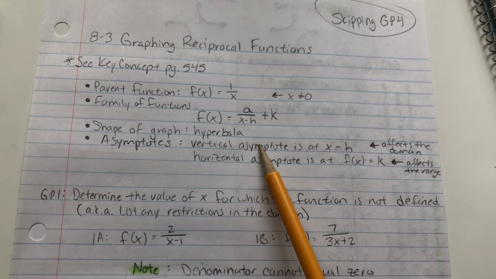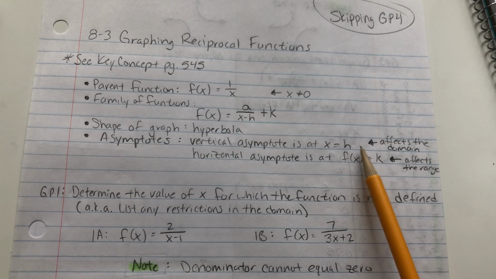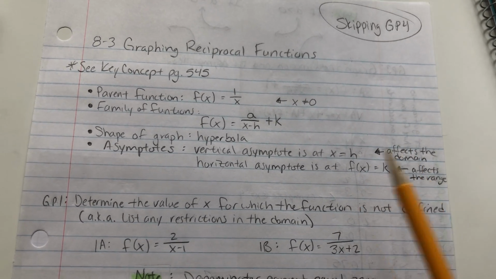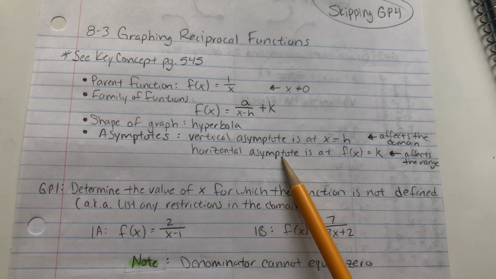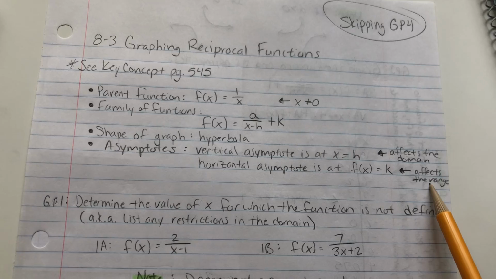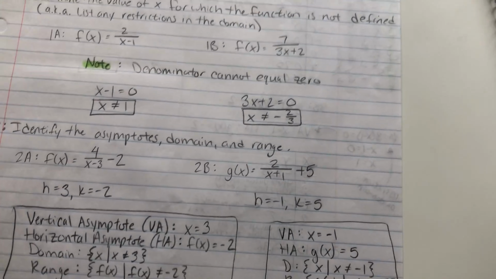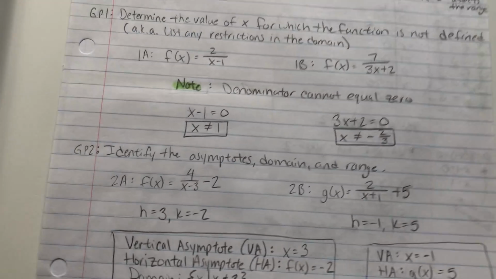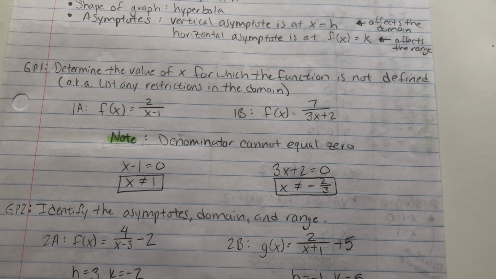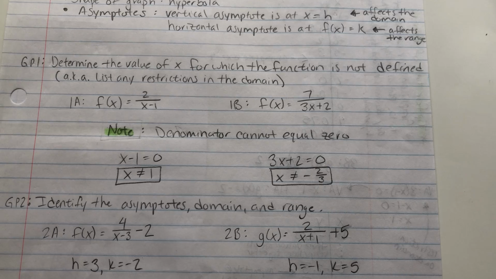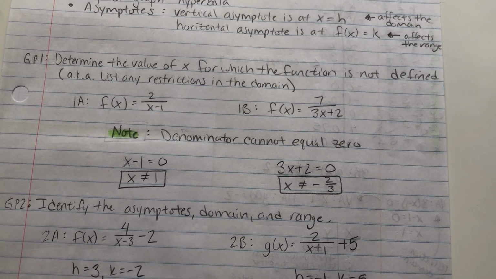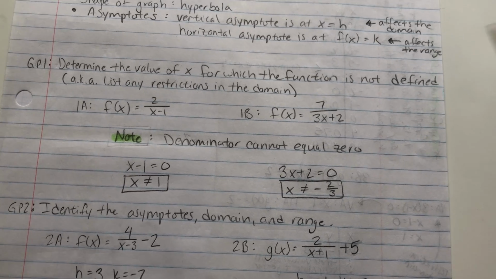The vertical asymptote is at the value of h, and that's going to affect your domain, just like we have found in many other functions. Your horizontal asymptote is going to be your k value, and that's going to affect the range. The first two examples are just to get you comfortable with how the asymptotes work. In guided practice 1, we're just going to determine the value of x for which the function is not defined.